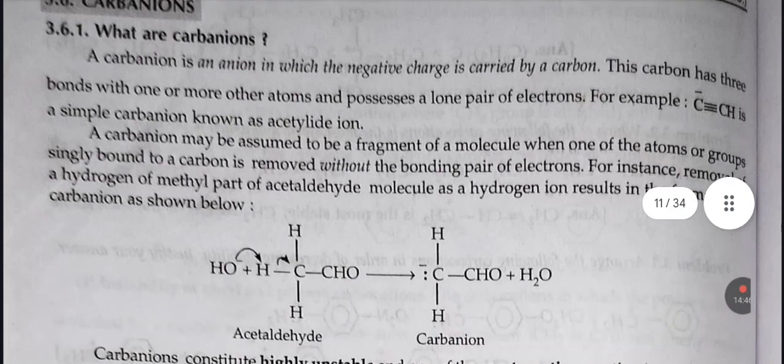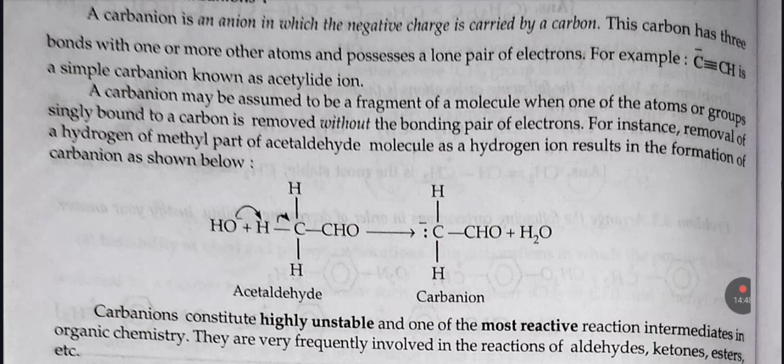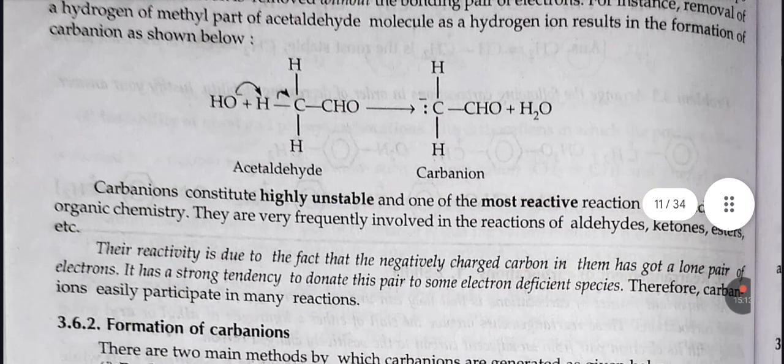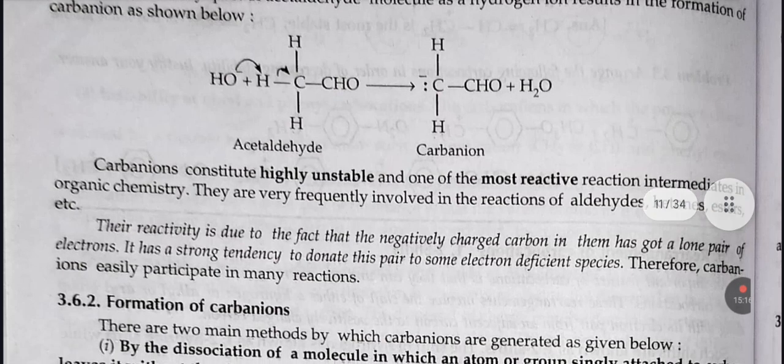A carbanion may be assumed to be a fragment of a molecule when one of the atoms or groups similarly bound to a carbon is removed without the bonding pair of electrons. For instance, removal of a hydrogen of the methyl group of an acetaldehyde molecule as a hydrogen ion results in the formation of a carbanion as shown below. Acetaldehyde plus OH negative will give rise to carbanion plus H2O.